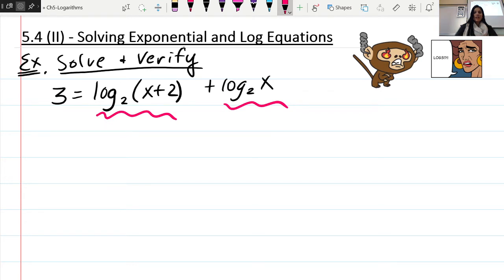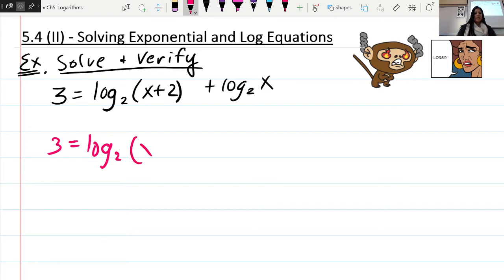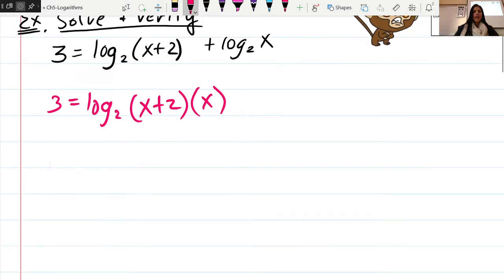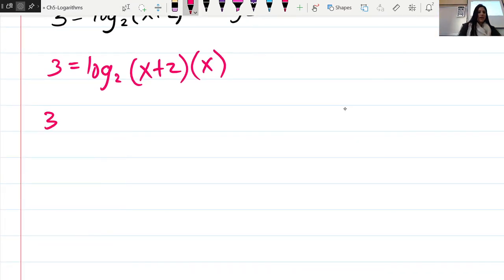So in this situation, what are we allowed to do? I can just ignore the left side for a minute. I'm going to leave it off to the side. But if the base is the same and I'm adding these two logarithms, what are we allowed to do with them? Yeah, we can multiply these. So we can say log base 2 of x plus 2 times x. And then we can just go ahead and simplify that. Log base 2 of, when we distribute this here and here, we just get x squared.